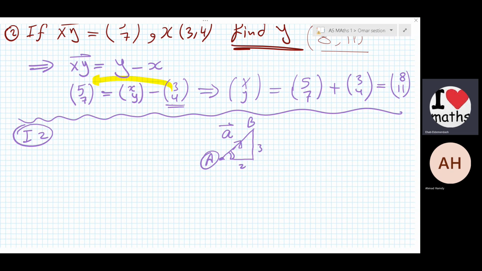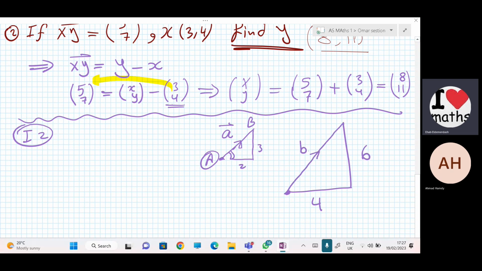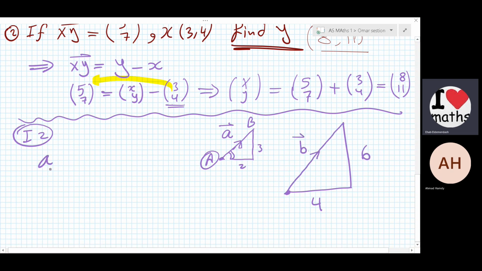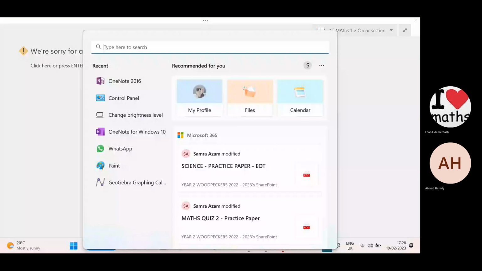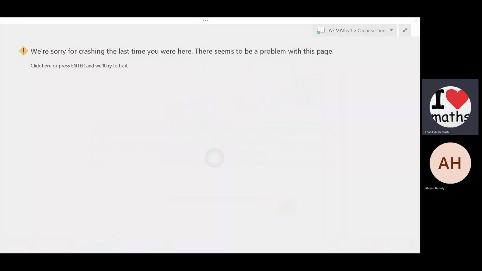Have a look. If I did another vector from this point and I did it down as 4 units and up as 6 units, and I draw another. Okay, so the new vector, which is vector B, for example, it's just like 4 and 6. I have vector A, which is written as 2 and 3, and I have vector B. Vector A was written as 2 and 3.